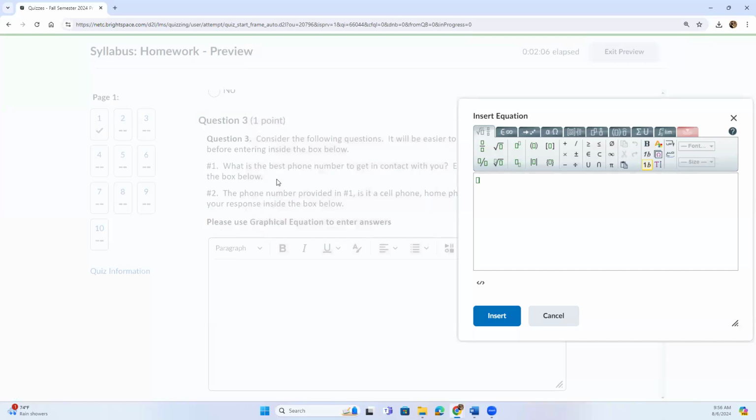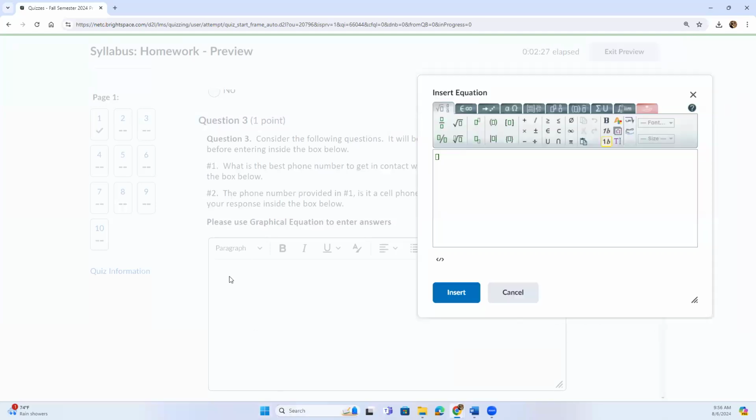The first part will be one graphical equation, and once I enter the answer for number 1, I will click on insert. For the answer to number 2, please open up another graphical equation. If you enter too many answers under the same graphical equation, a lot of times it will not show inside this box, so I might not be able to see it as well. So one answer, one graphical equation.